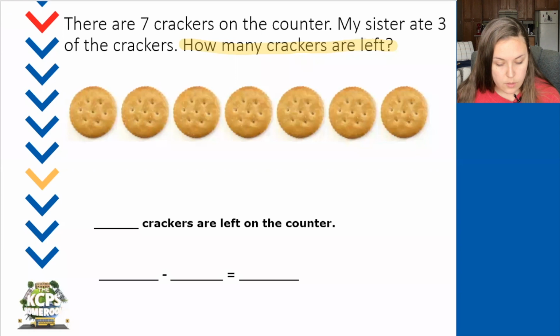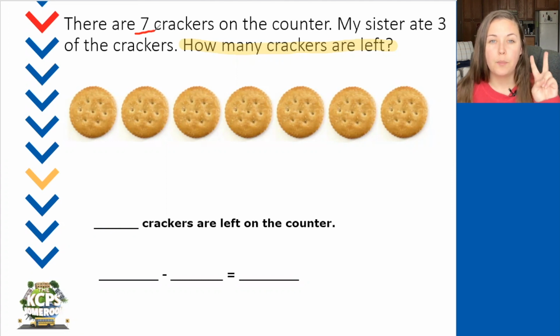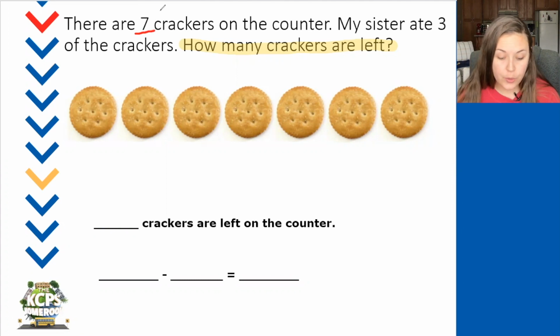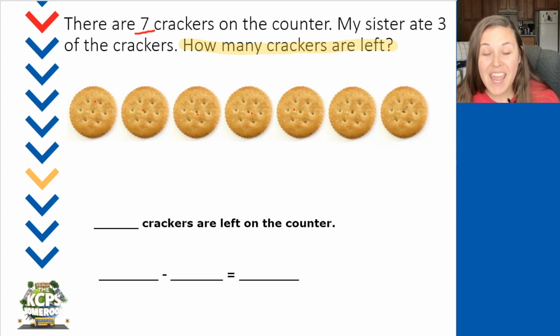So now let's go back to the problem and let's identify the elements. There are 7 crackers on the counter. What is the significance of 7 here? Is it the total? Is it the part we're taking away? Or is it the answer? What do you think? That's right, it's the total. There are 7 crackers on the counter, and if you don't believe me, we can count them. Here's 1, 2, 3, 4, 5, 6, and 7. Great job. My sister ate 3 of the crackers.